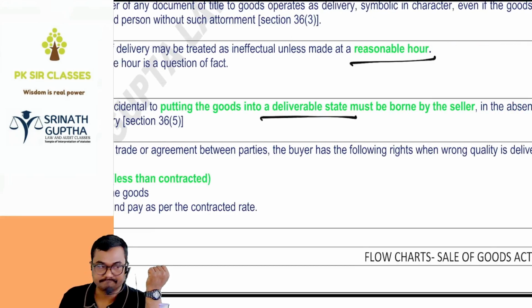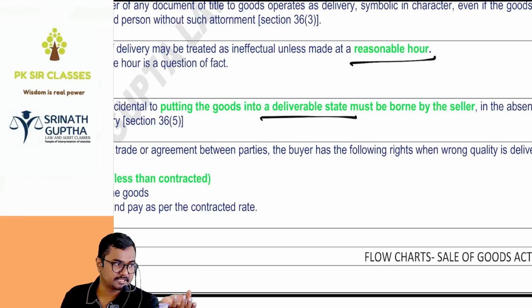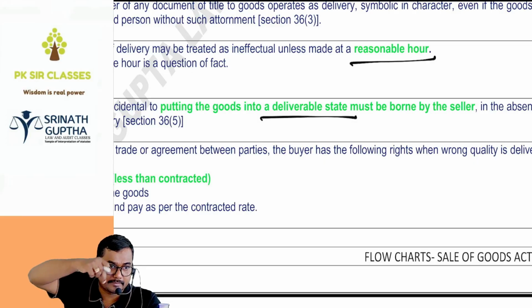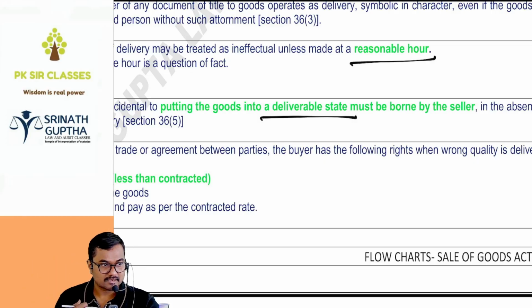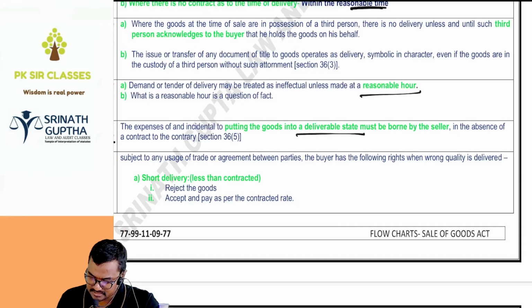Which state? If you purchase something, a rice packet, rice 1 kg, whose cover? Seller's cover. That rubber band, seller's. Until goods are put into deliverable state, the seller will bear the risk of loss of the goods.